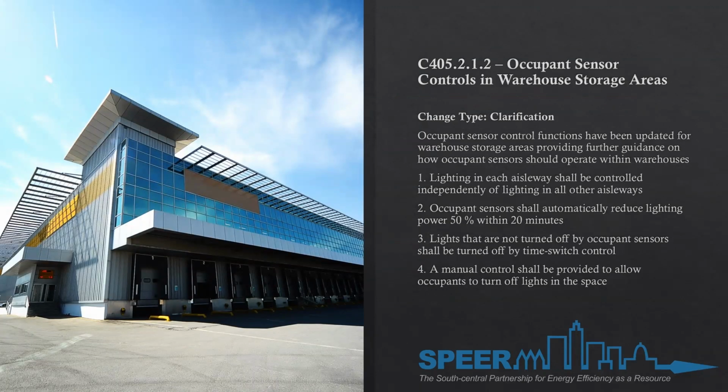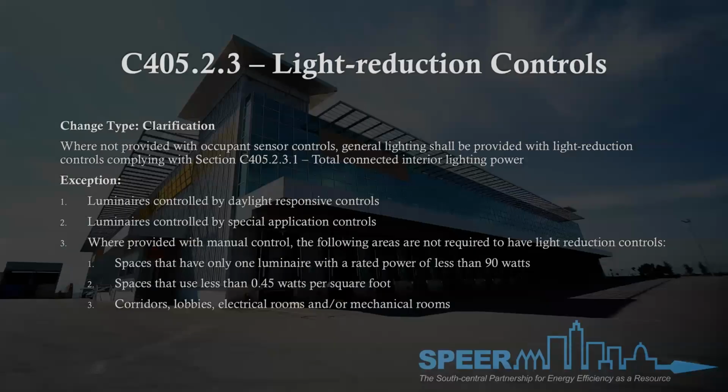And then occupant sensors and warehousing. There's a lot of warehousing happening around North Texas, Central Texas, different aisles, multiple aisles. Each aisleway needs to be controlled by sensors and lighting. Those kind of things need to be looked at. But again, you're looking at it from a plan review standpoint, and then the inspector's got to go find these things and make sure that they're installed properly.